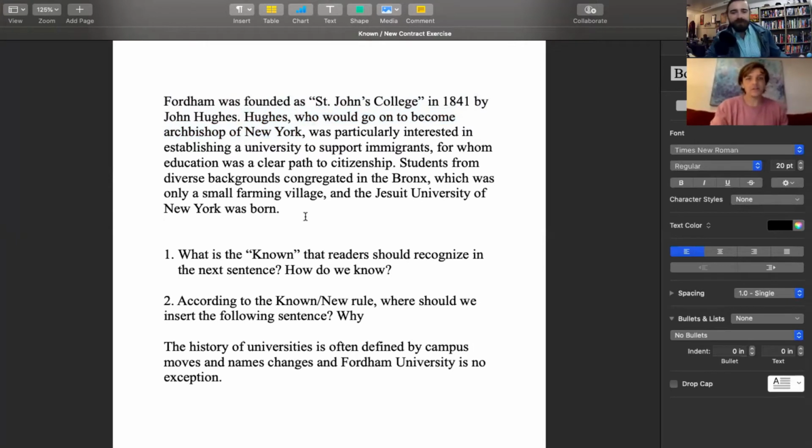So there are two questions here. I'm going to lob these your way, Cathal. So what's the known that readers should recognize in the next sentence? For instance, if there was a sentence that would come after this paragraph, what do you think? My guess would be about the Jesuit University of New York. That's what I'd have as a subject. It could possibly be students, since students was the subject of the last sentence, but I would probably go with the Jesuit University of New York, since that's what we're talking about. That's sort of the known in the whole of the paragraph.